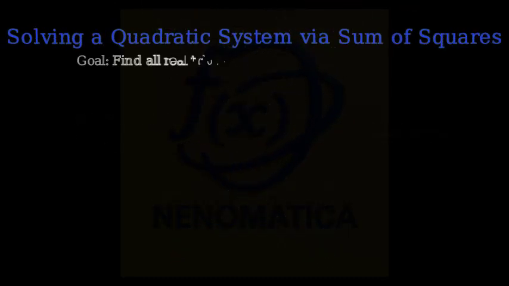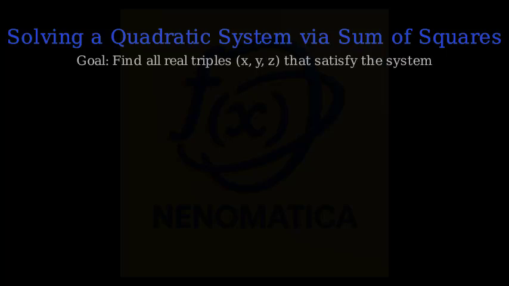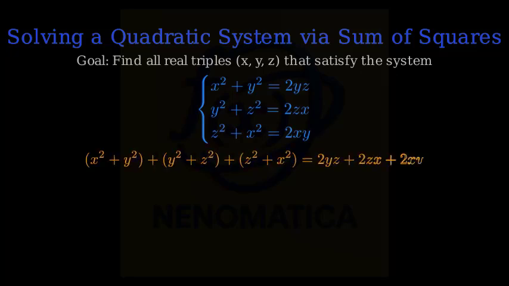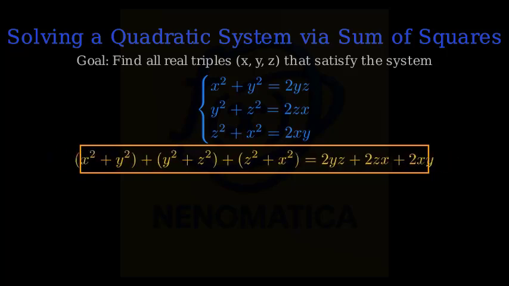In this lesson, we will solve a symmetric-looking system of quadratic equations by turning it into a sum of squares. Here is the system. We will add the three equations, rearrange terms to complete squares, and then use the fact that squares are never negative. Step 1. Add the three equations side by side. This gives the left sides added together equals the right sides added together.